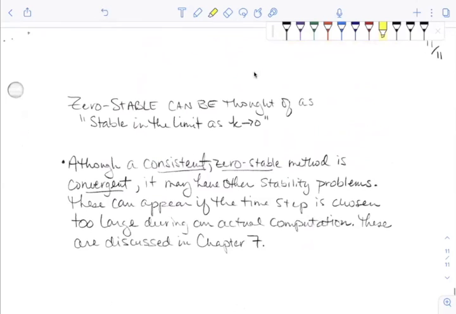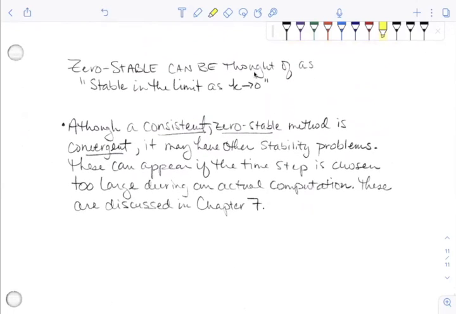One more thing, I guess, before we finish chapter 6. Zero stability, the way to think of that is stability in the limit as k goes to 0. K is our time step. So as our time step goes to 0, we take smaller and smaller time steps. Zero stability is thought of as stable in the sense that small errors in your computations as k goes to 0 are not going to do too much damage.